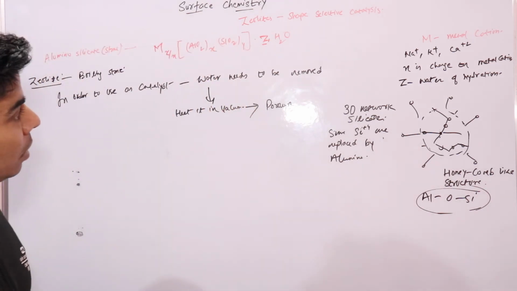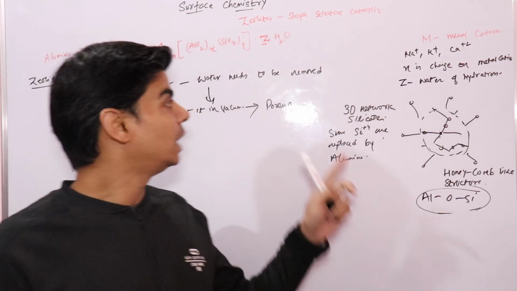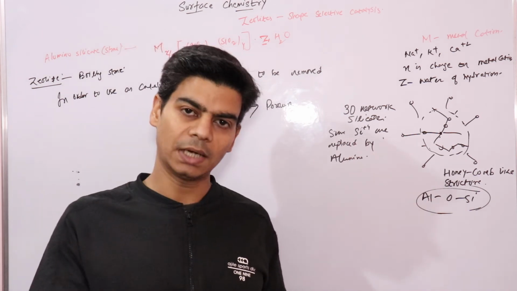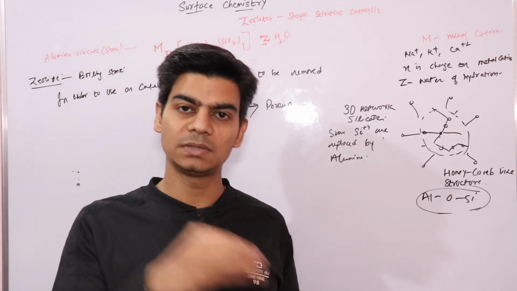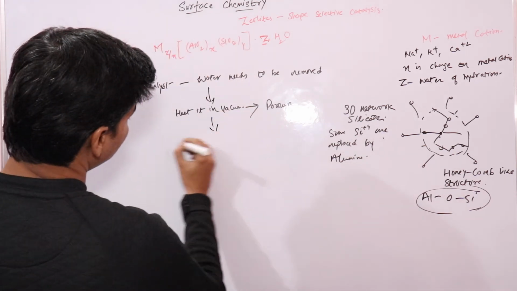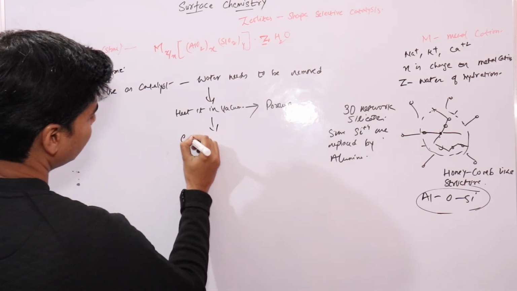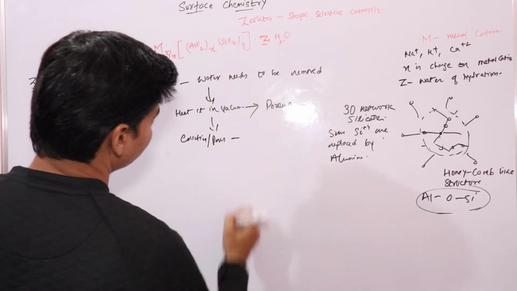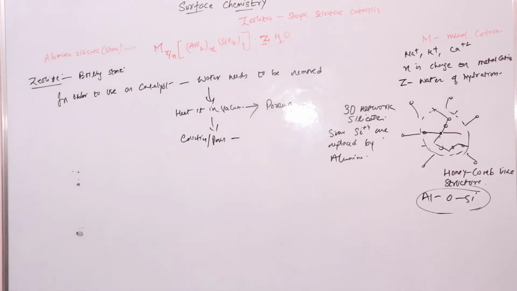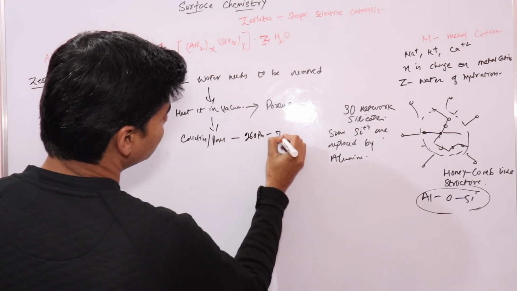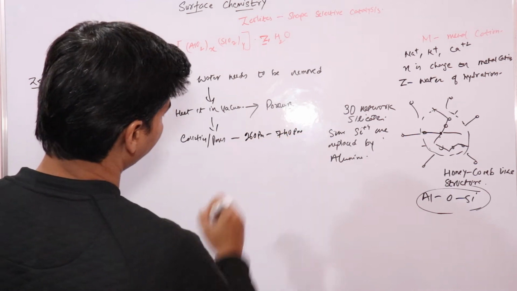Now the reactant molecules that use these silicates or zeolites as catalyst will get adsorbed onto these pores. These pores or cavities have a size range from around 260 pm to 740 pm.